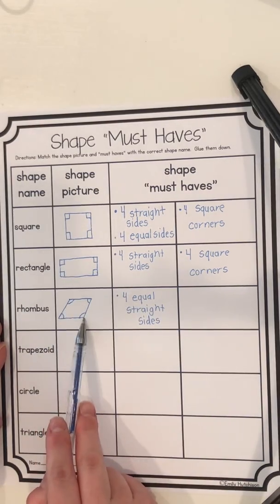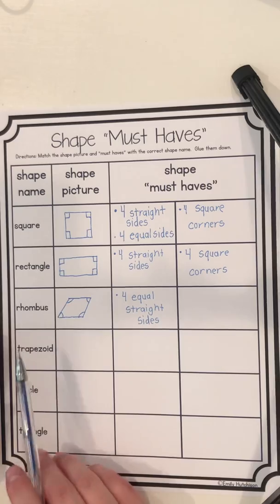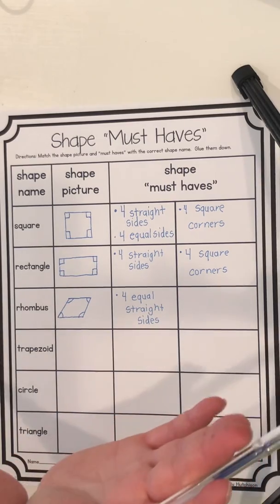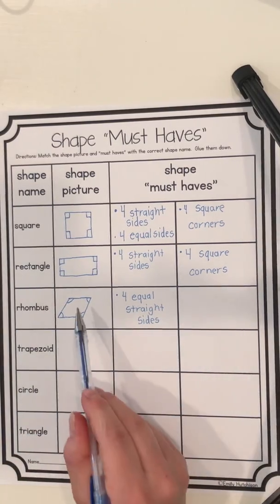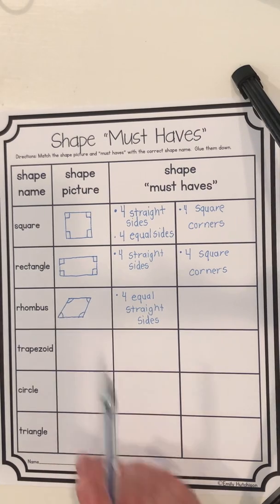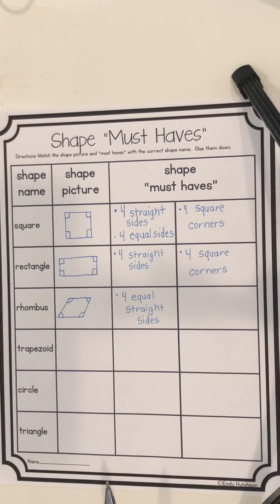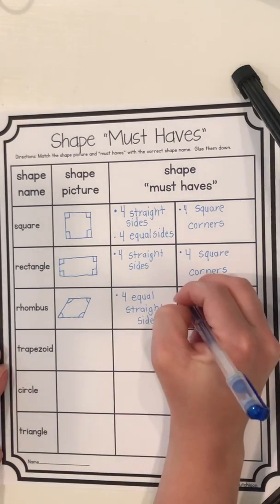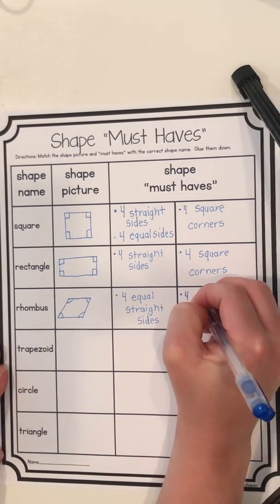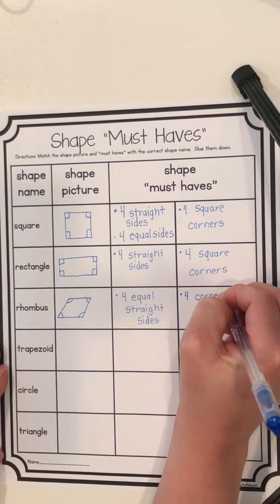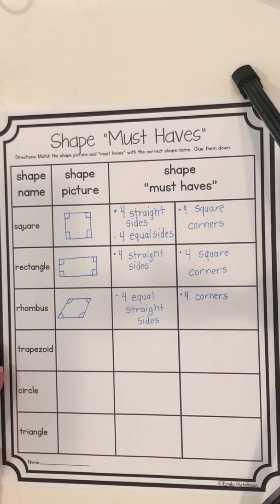These 2 corners right here are bigger than a square. They slant outward, they get a little bit bigger, kind of like an alligator mouth. And these corners right here are a little bit smaller than a square corner, like an alligator closing its mouth. So it has 4 corners, but they don't have to be square. Now the next shape is a trapezoid.